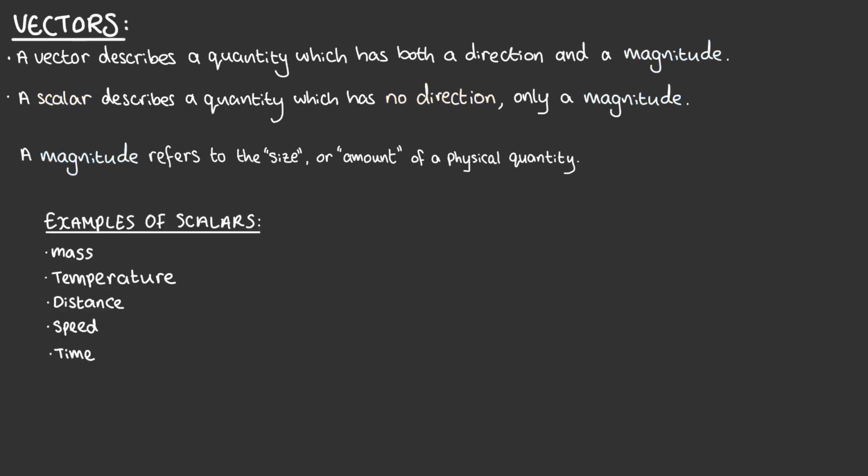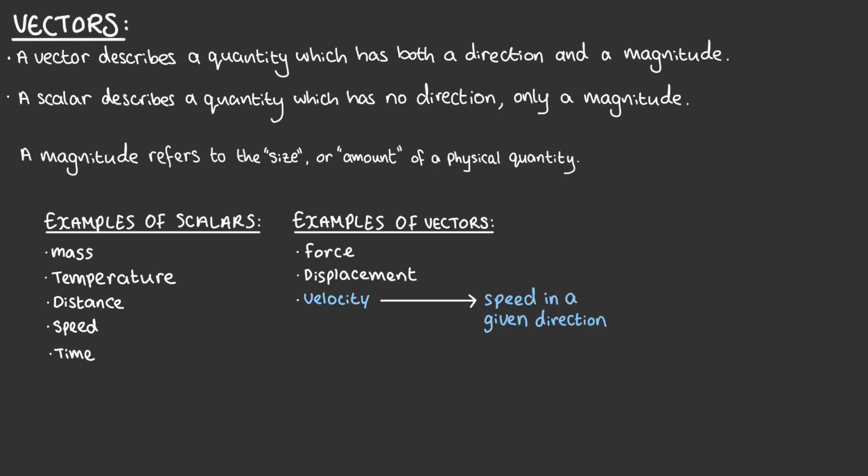So an example of a scalar could be the mass of an object, or its temperature, or time. This is because none of these quantities have a direction. An example of a vector quantity could be a force, because a force is applied in a direction. If you've heard the word velocity, velocity just means speed in a given direction. So these are examples of vector quantities, since they're described with both a direction and a magnitude.